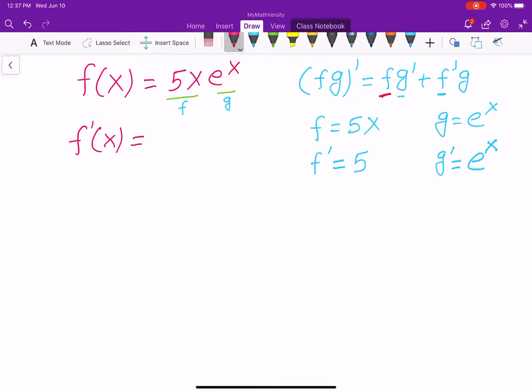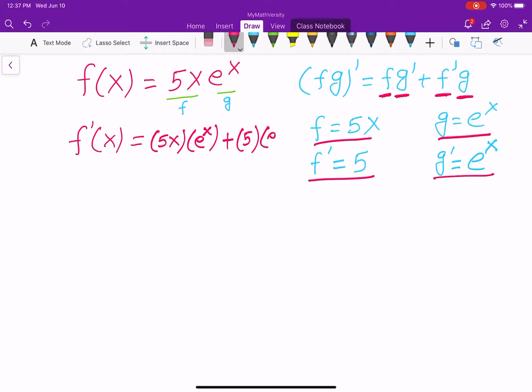On the formula we have here f, so let's write down whatever is our f, so 5x, and then on the formula now we have g prime is e to the power x, so let's write that down, plus in the formula we have f prime and then f prime is 5, so let's write that down. In the formula we have g, and g is equal to e to the power x, so let's also write that down. So this is the derivative of the given function.